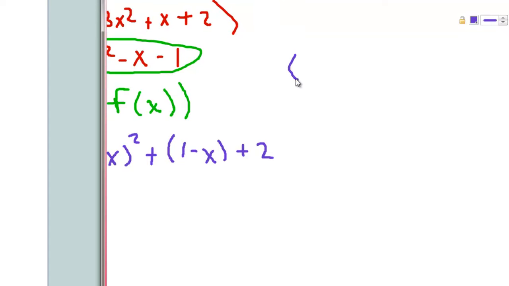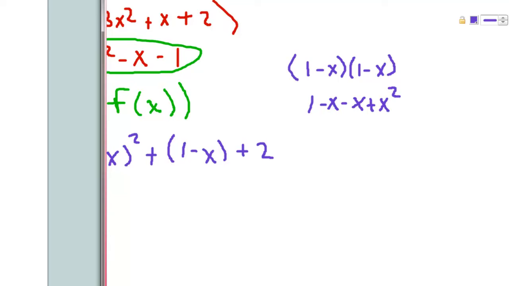So that squared means we have 2 of them. All right, and FOILing that gets us, let's see here. So we got 1 times 1, which is 1. 1 times negative x. Negative x times 1. And negative x times negative x ends up to be positive x squared.